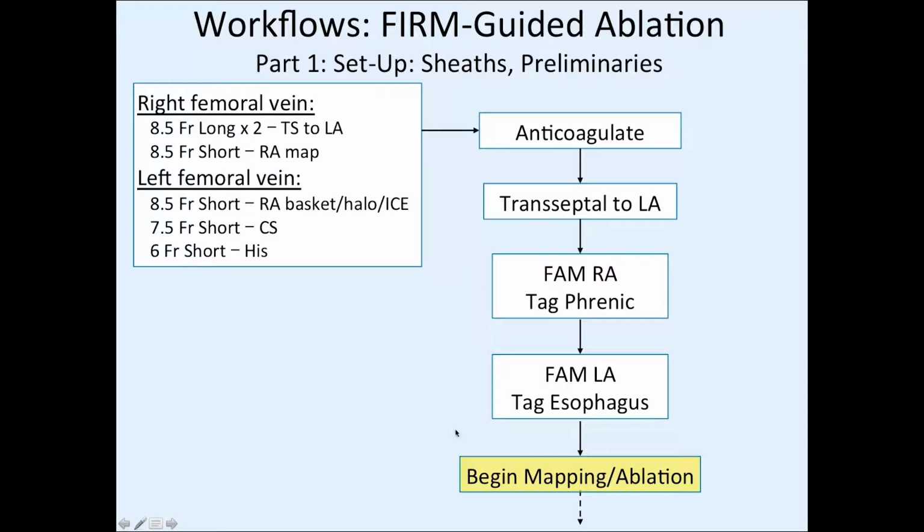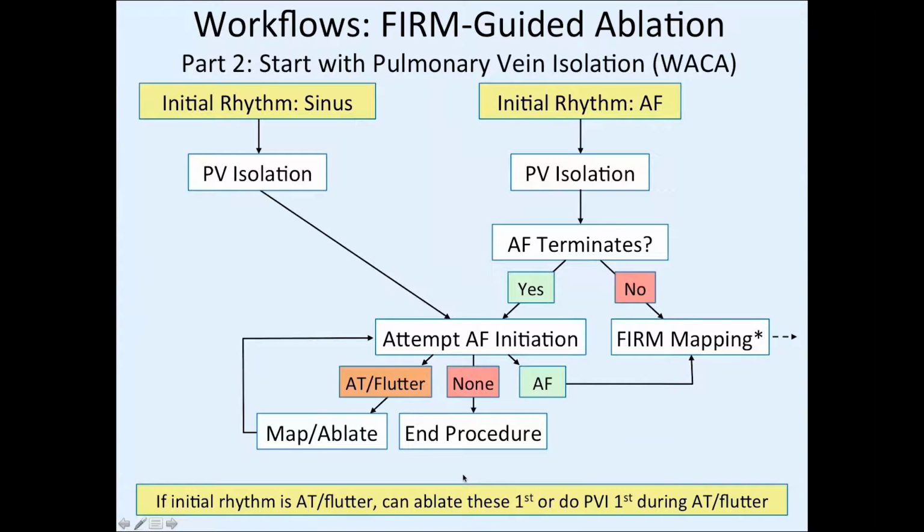Go over to the left atrium, again get a fast anatomic map of the left atrium with the Biosense system that we use, tag the esophageal location, and then go ahead with mapping and ablation, which we see on the next slide. If the individual is in sinus rhythm at the time, we'll go ahead with pulmonary vein isolation, and thereafter attempt atrial fibrillation ablation.